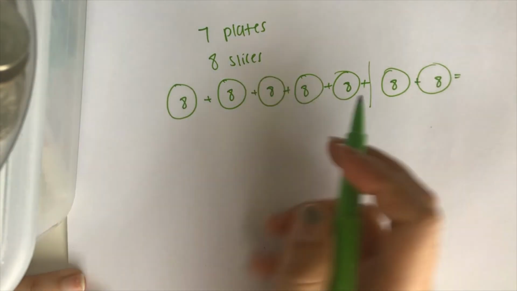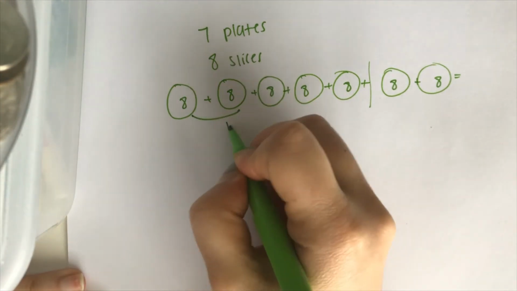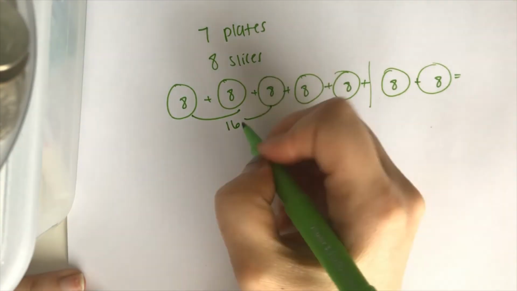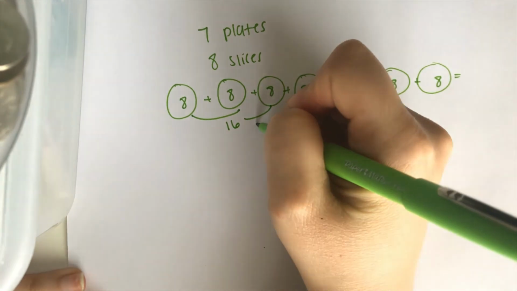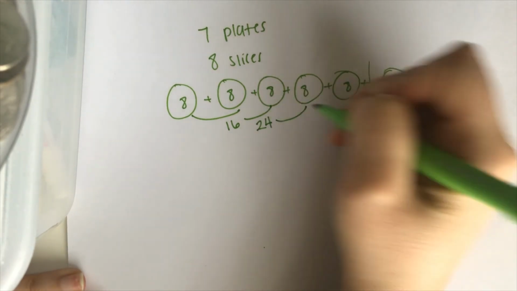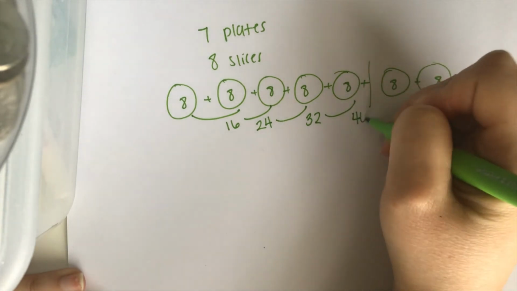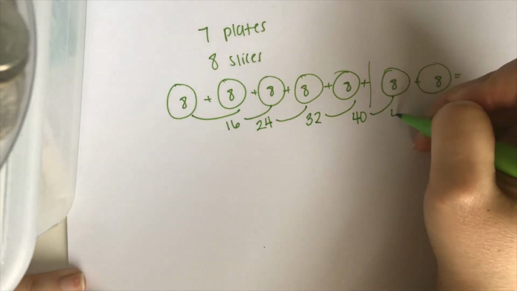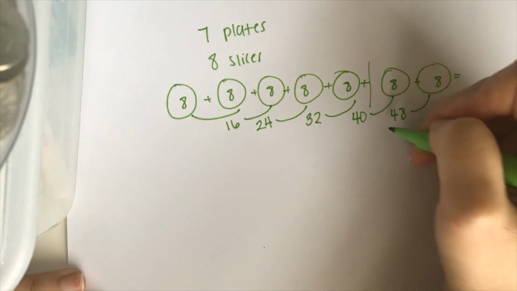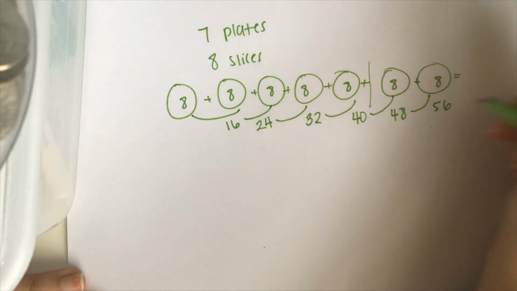And now I'm going to do 8 and 8 is 16. So 16 and 8 is 24. 24 and 8 is 32. 32 and 8 is 40. 40 and 8 is 48. And 48 and 8 is 56.